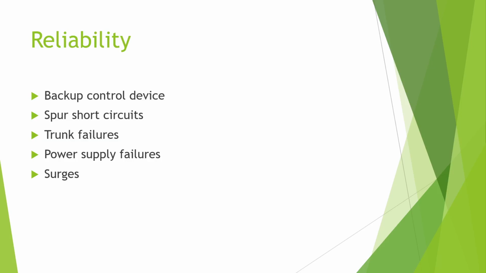You want to have spur circuits that have limiters between the trunk and the spur. This will help protect against shorts, because if the spur has a short circuit on it, you don't want to take down the entire network. You'd rather just take down that one little spur of the network, so at least some things can still be operating. So we want to do that.